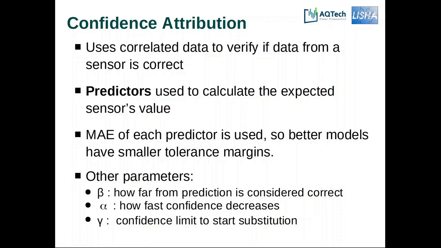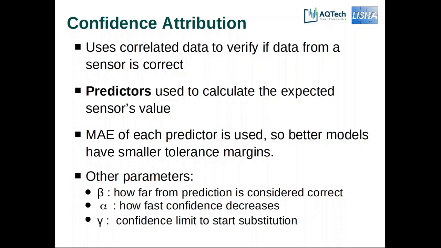The confidence attribution schema applied in this work uses the data correlation to verify the correctness of sensors data. To do this, predictors, in this case artificial neural networks, are used to calculate the expected sensors value. These predictors are built and trained in advance, and the mean absolute error, or MAE, is obtained in the training process and used as a parameter in the confidence attribution process. This makes good prediction models show smaller tolerance margins.